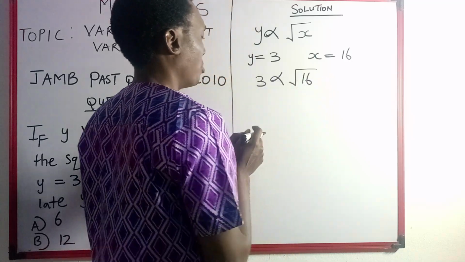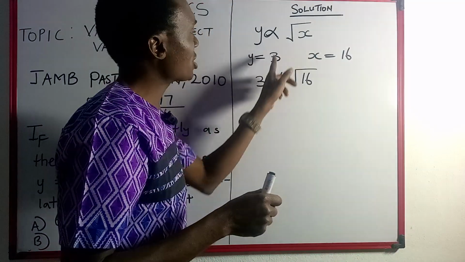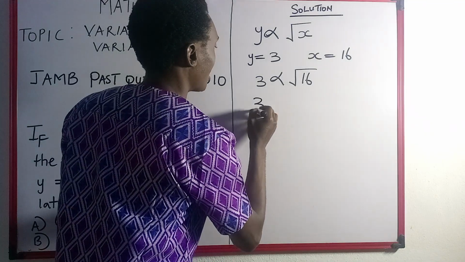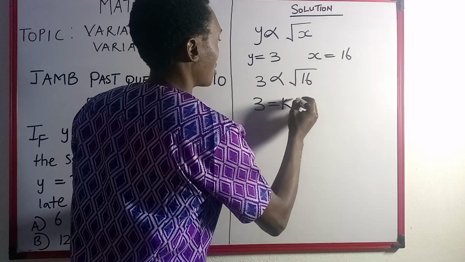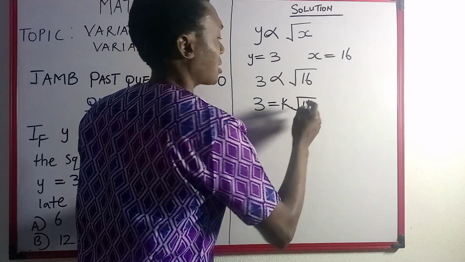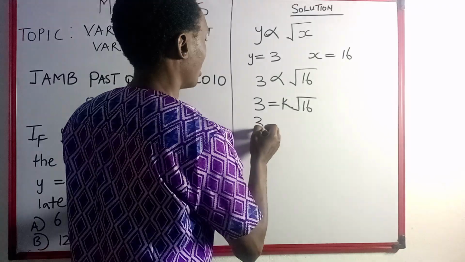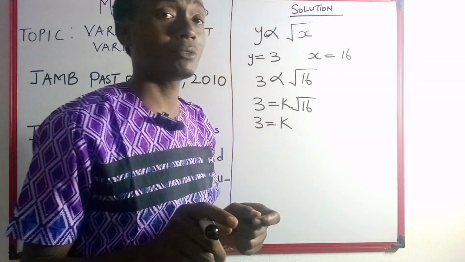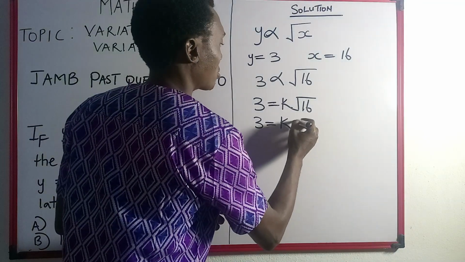16. Okay, but now if you look at it very well, this is a proportionality sign. We don't need it, so we're going to convert. We change it to what? K, which is square root of 16. So what do we do? 3 is equal to k square root of 16. If you use your calculator, square root of 16 will give us what? 4.